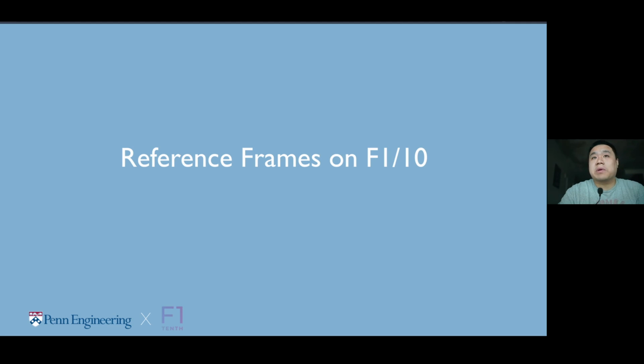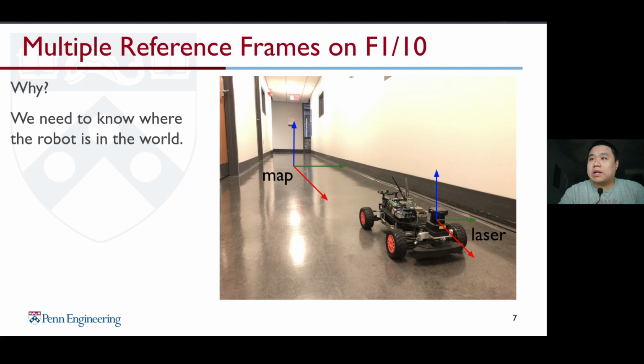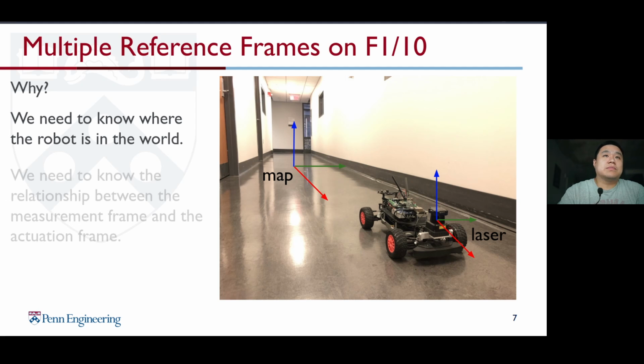Next we'll talk about the reference frames that you can find on our F110 vehicle and why there are multiple of them. First of all, we need to know where the robot is in the world. So it makes sense to have a frame representing the robot and a frame representing the world. As you can see, for example, we use the laser frame on the car, and we use the map frame to represent the world.